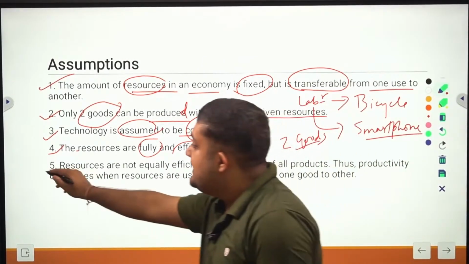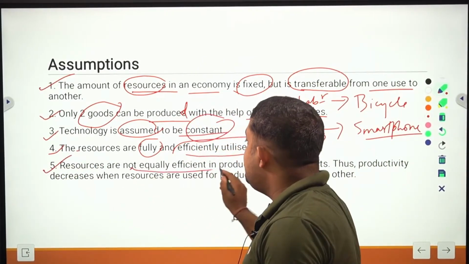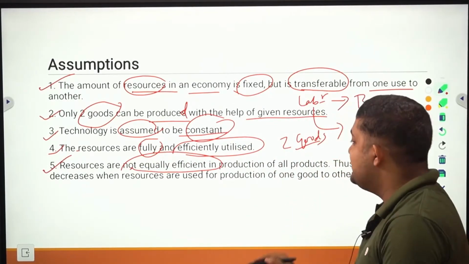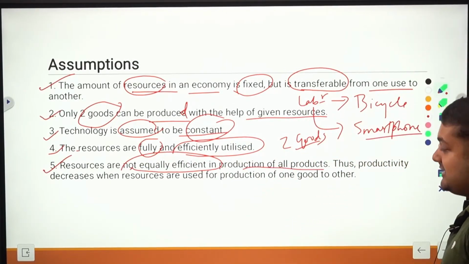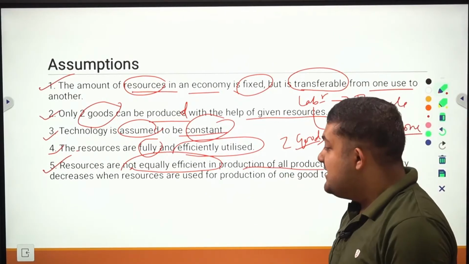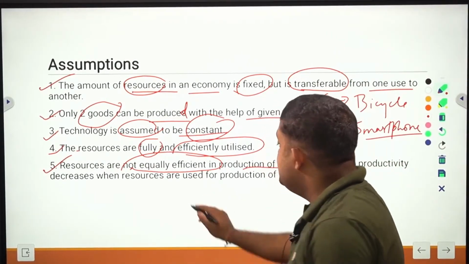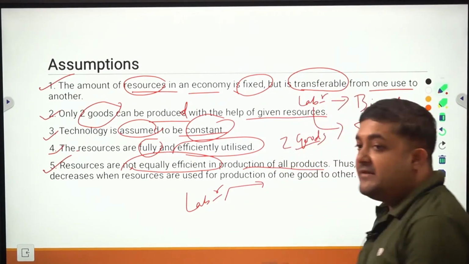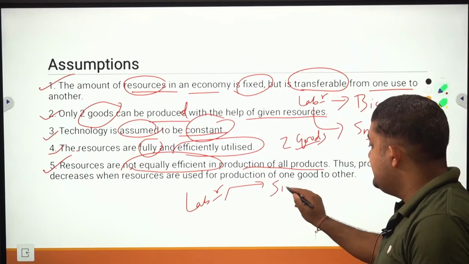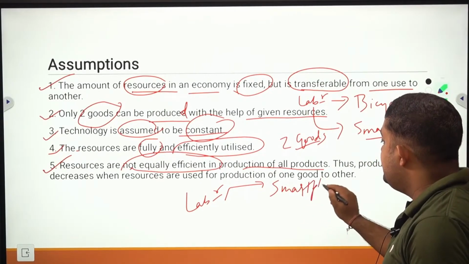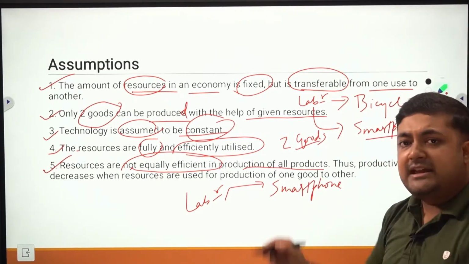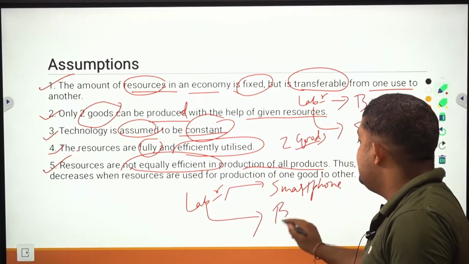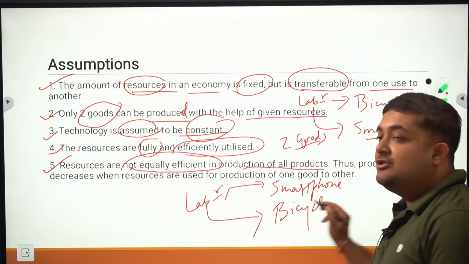And lastly, here you can see resources are not equally efficient in production of all products. For example, the example I gave a while ago: suppose we have a labor, and he is very efficient in producing smartphones, but he might not be that efficient in producing a bicycle. Did you get the point?